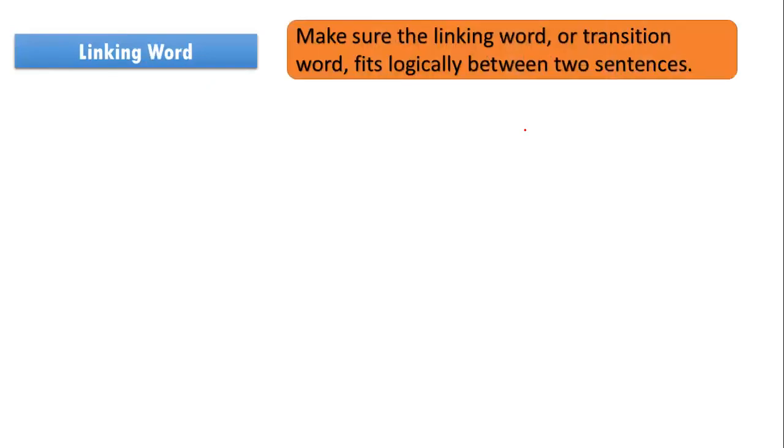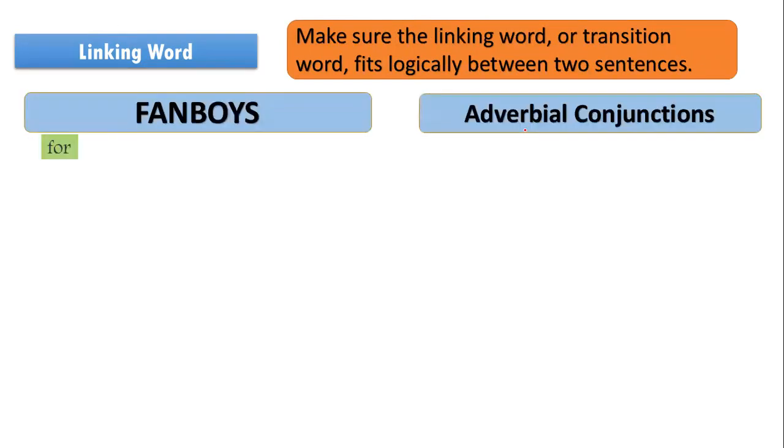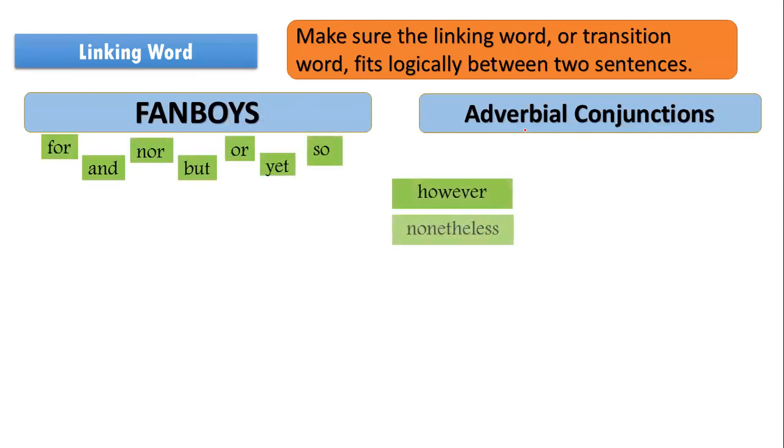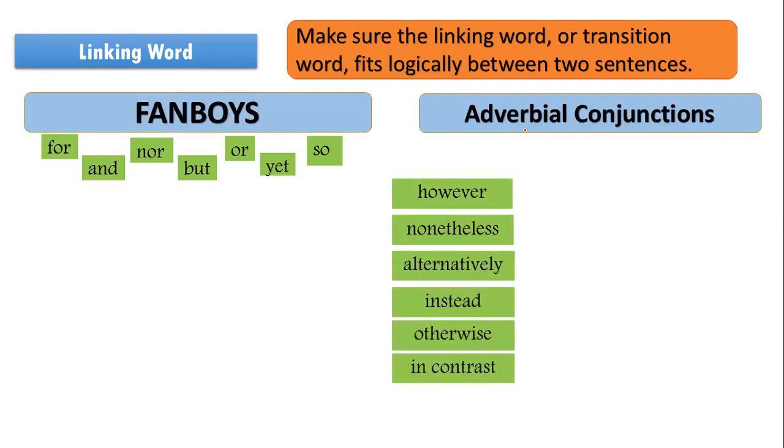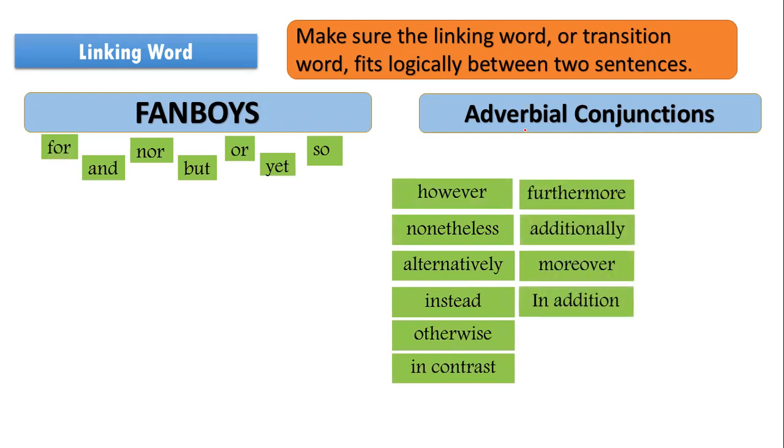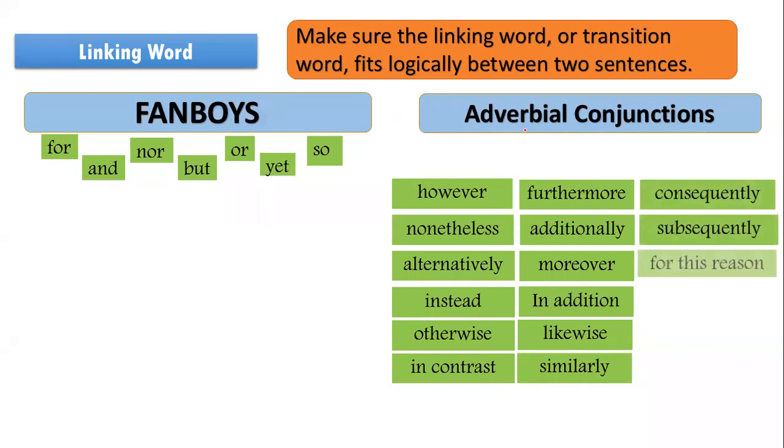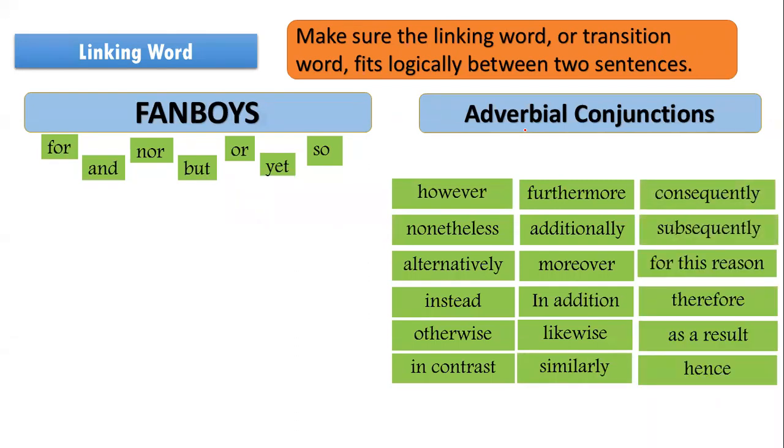Again, guys, we talk about linking words. Linking words, as we said, have two different shapes. We have the fanboys and the adverbial conjunctions. The fanboys are, as we said, for, and, nor, but, or, yet, so. Adverbial conjunctions like however, nonetheless, alternatively, instead, otherwise, in contrast, furthermore, additionally, moreover, in addition, likewise, similarly, consequently, subsequently, for this reason, therefore, as a result, hence.